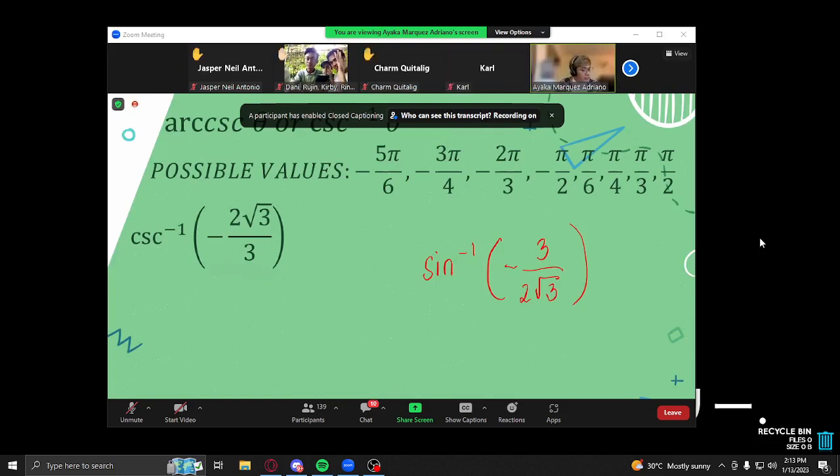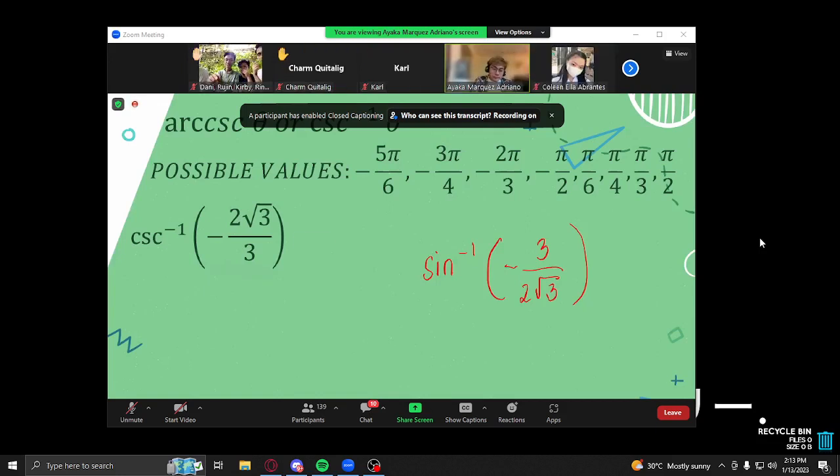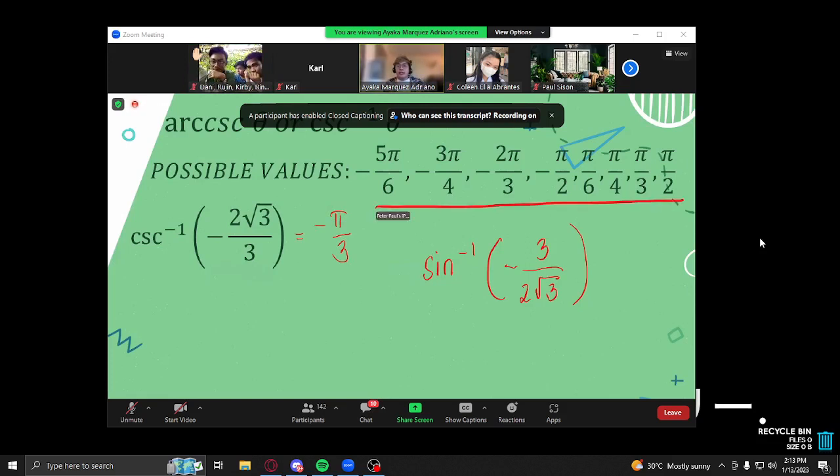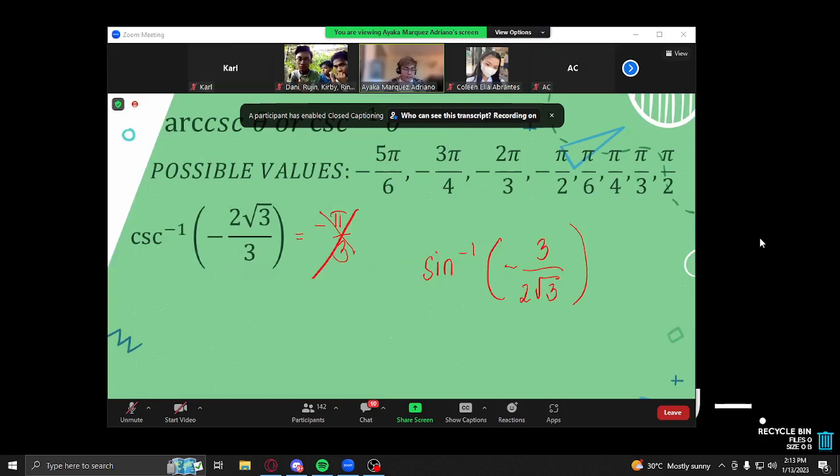Kirby. Yes, Kirby? Negative pi over 3 po. Negative pi over 3 radians, di ba? Pero may nakikita ba kayo dito sa possible values natin na negative pi over 3? Wala. So it means we cannot accept negative pi over 3 as the correct answer. So not all the time yung pinaprovide ng calculator natin is yun yung tamang sagot.